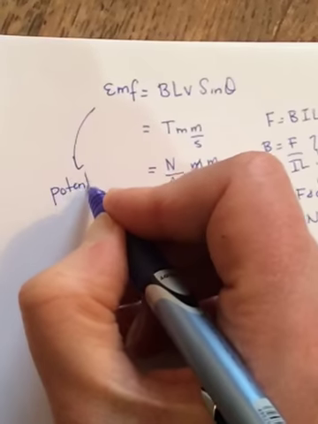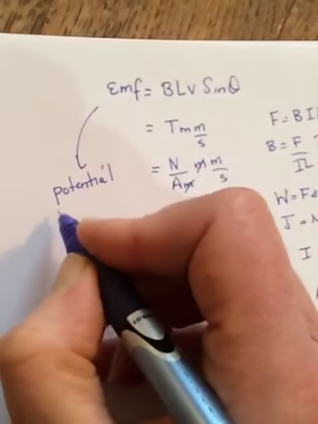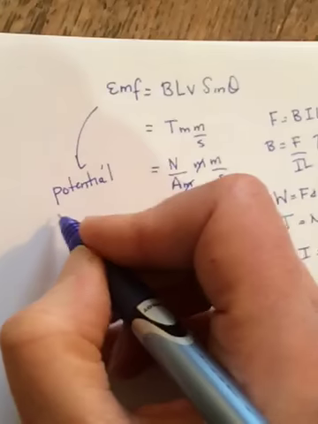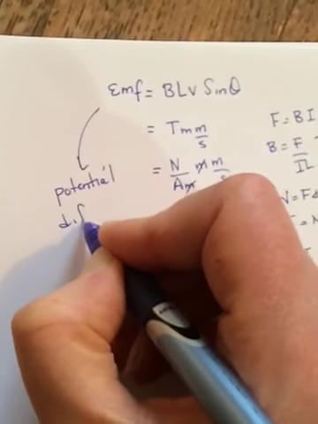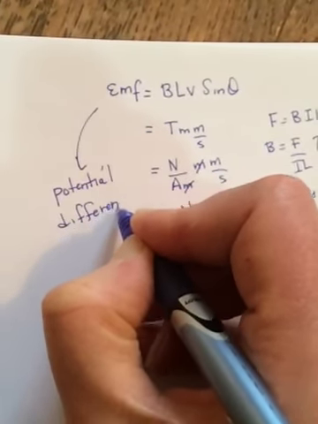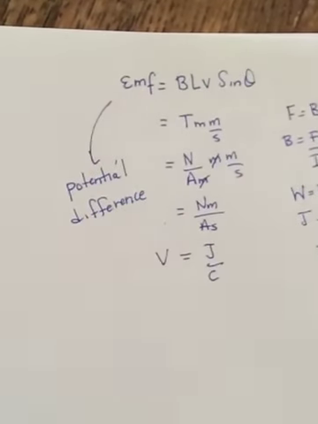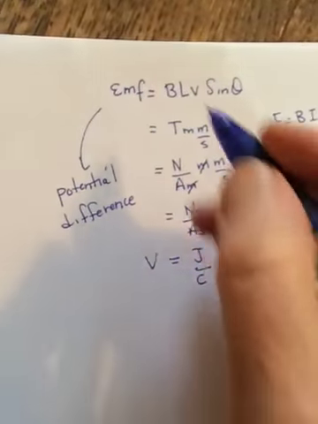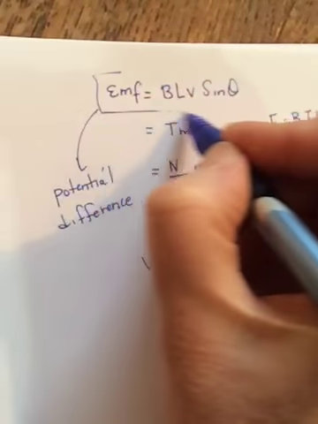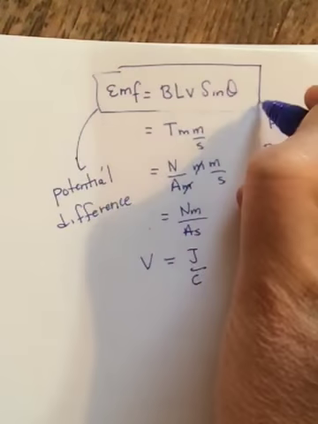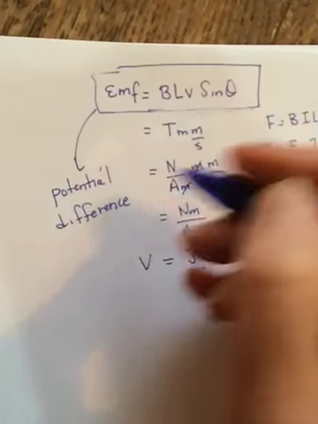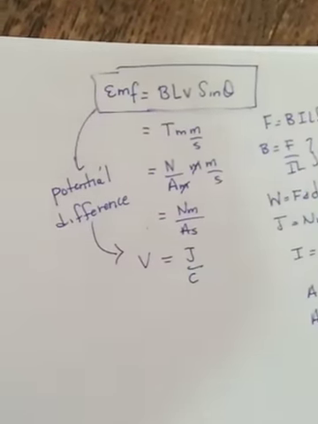So even though they thought of it as a force, and even though we still call it an electromotive force, it's a potential difference. It's a voltage that's being created when we move a wire in a magnetic field. So we still, to this day, call it an electromotive force, but it isn't a force. It's a potential difference, and it's measured in volts.